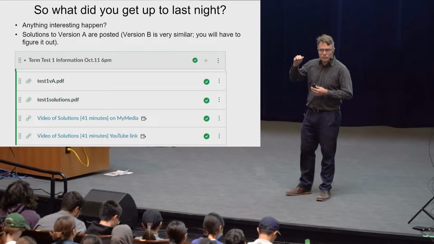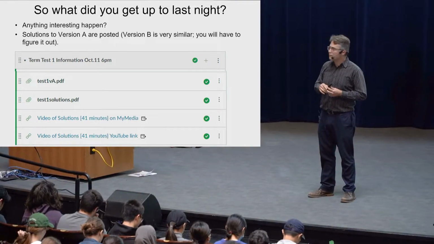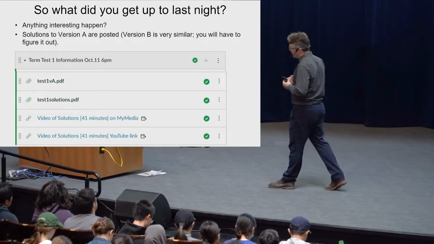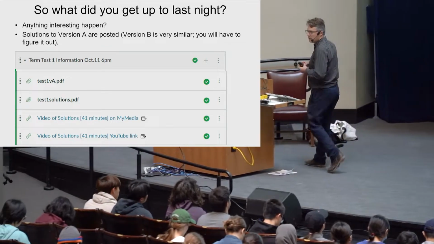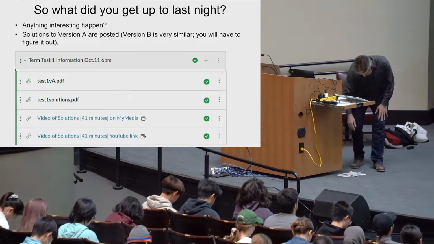So this is on a module in Quarkus. If you scroll down, it's called the Test 1 module, and you can find the test and its solutions. And I just worked through version A, but version B is extremely similar. There's some slight changes to the multiple choice, and that's about it.